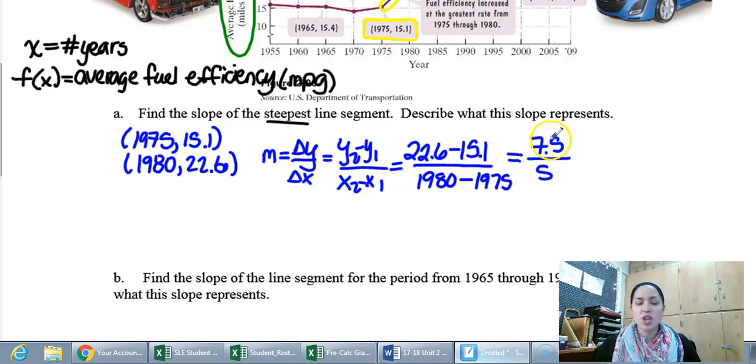So this means there was a change in what, divided by what? Well, I see that my y value is in the numerator, and y is the miles per gallon. So I know 7.5 miles per gallon per 5 years. But I don't want to know per 5 years. We want to go one more step to find per year. 7.5 divided by 5, and we get 1.5 miles per gallon per year.